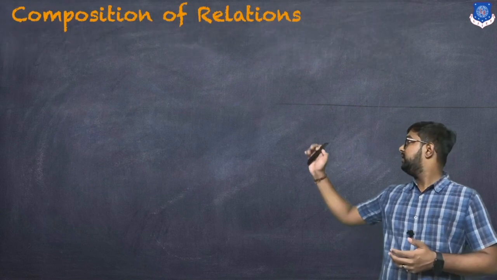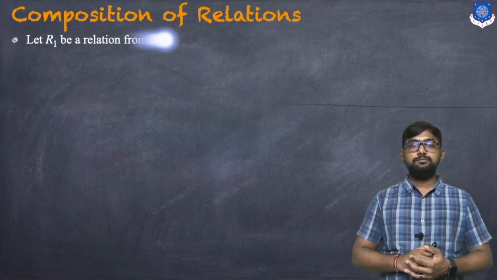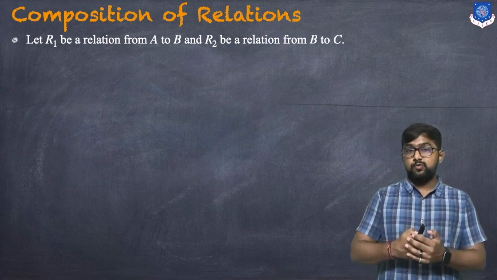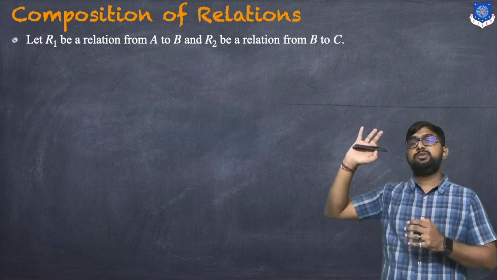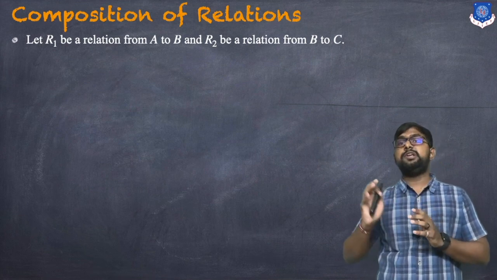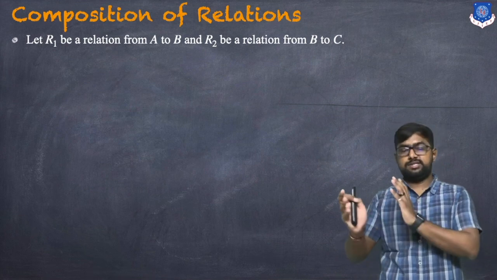Now let us take composition of a relation. Let capital R1 be a relation from A to B and R2 be a relation from B to C. So here we have two relations. One is from A to B and another one is from B to C. So we have two relations and three sets.